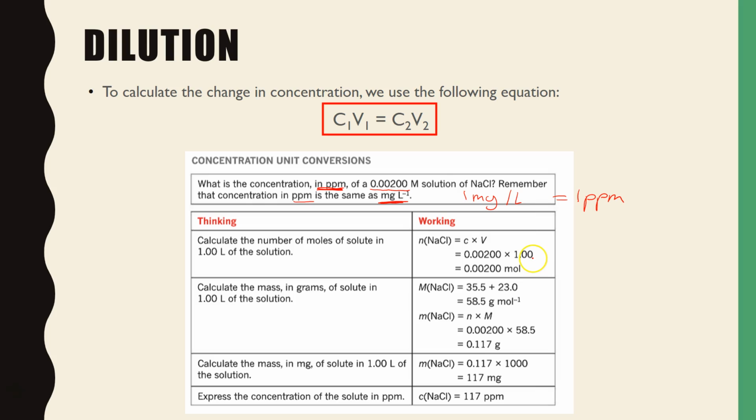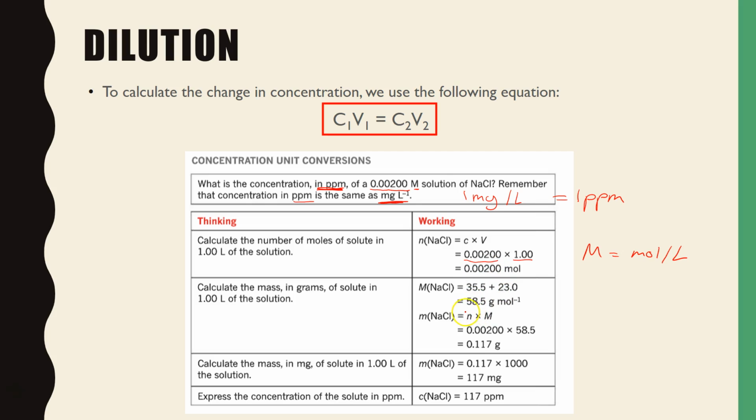So the moles of NaCl is equal to its concentration multiplied by its volume, and we know that it is a 0.002 molar solution, which means that 0.002 is the concentration, and molar, or the capital M there, is equal to moles per litre. Therefore, we have 1 litre of solution. So that is the number of moles in that solution.